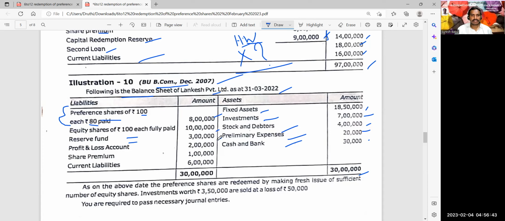Then equity shares of rupees 100 each fully paid, 10 lakh rupees. Reserve fund, you have 3 lakh rupees. Profit and loss account, 2 lakh rupees. See, these both together, 5 lakh rupees, could be utilized and transferred to capital redemption reserve for the purpose of redemption of preference shares. Those are divisible profits. Share premium, 1 lakh rupees. This could be used only to pay premium on redemption of preference shares alone. Current liability, 6 lakh, total 30 lakhs.